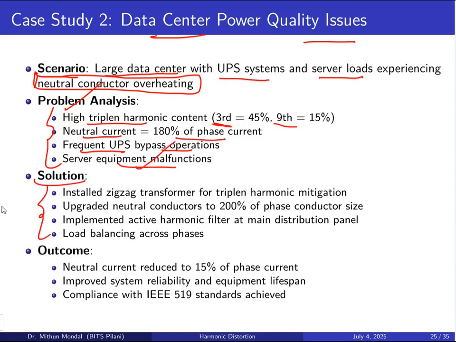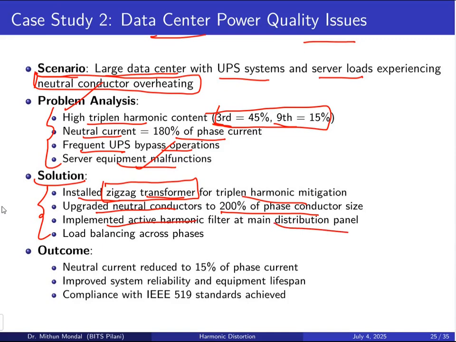What solution has been taken to deal with this? We installed the zigzag transformer for triplen harmonic mitigation. So the zigzag transformer is the solution provided, so that the triplen harmonics, the third harmonics and the ninth harmonics, can be counteracted. The neutral conductors are upgraded to 200% of the phase conductor size. So the neutral conductors are taken out and new conductors have been put down, which is 200% of the phase conductor size. So we implement an active harmonic filter at the main distribution panel.